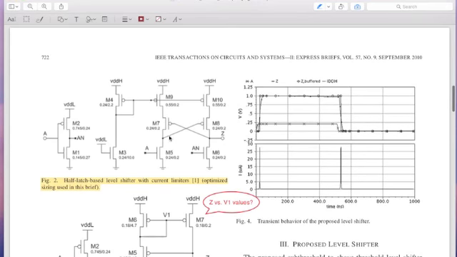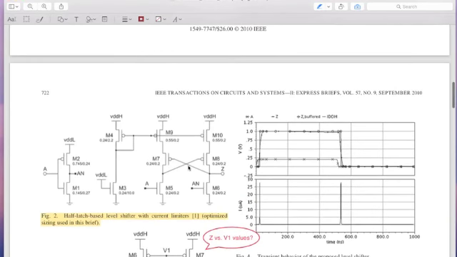So they contrast their approach with another approach, where the idea is you have this basic cross coupled structure, but then you put a current limiter in the top, right? If you have taken the analog course, maybe most of you have taken the basic analog course, you will see that this is a standard current mirror.